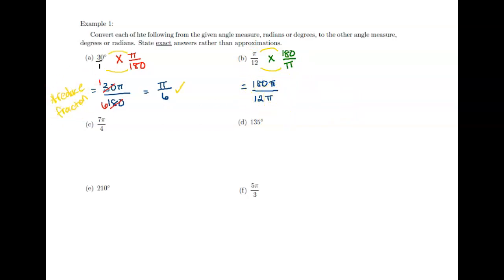Now we reduce, reduce, reduce. Nice thing here, I've got a pi on the top and a pi on the bottom, so those cancel, which is exciting. And then 180 divided by 12, that's actually a clean number. So if I do 180 divided by 12, it gives me 15 degrees.